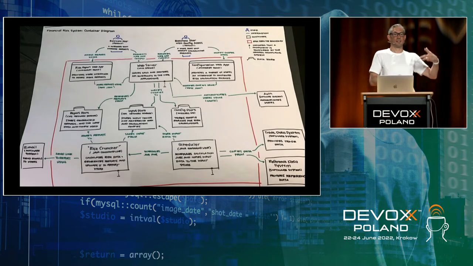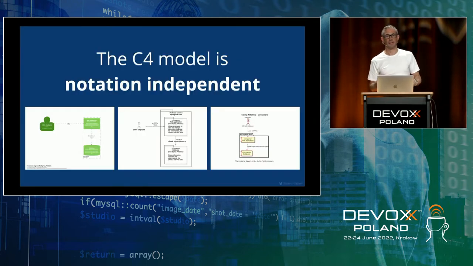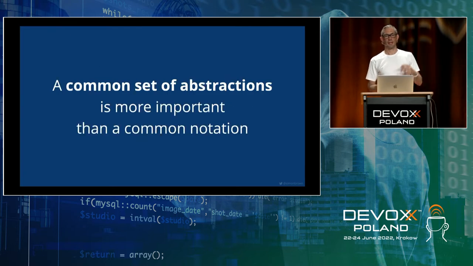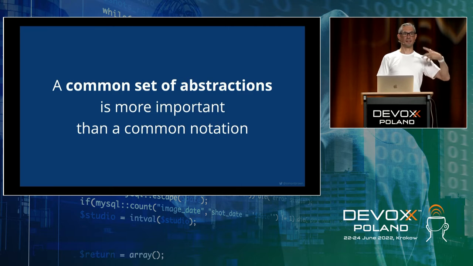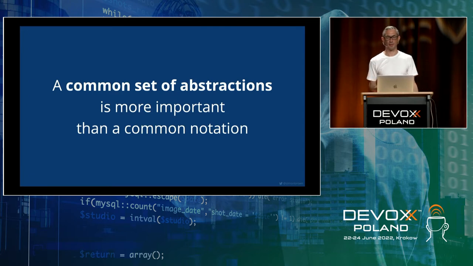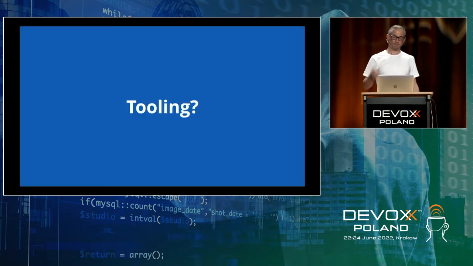And that's essentially the C4 model at the top two levels in a nutshell. The C4 model itself is notation independent. So you can use whatever notation you want to, provided it's self-describing. And you could also use UML, but not many people do that. And my concept behind this is a common set of abstractions is much more useful than a common notation. So that's something to bear in mind as we go through the little demo.